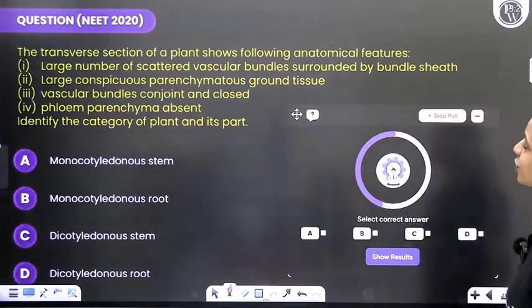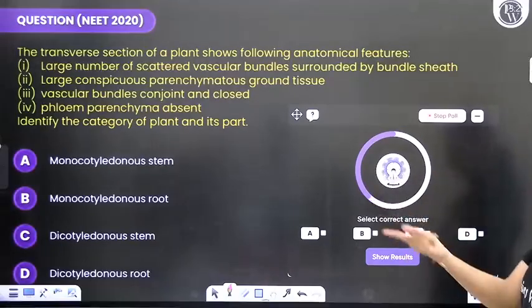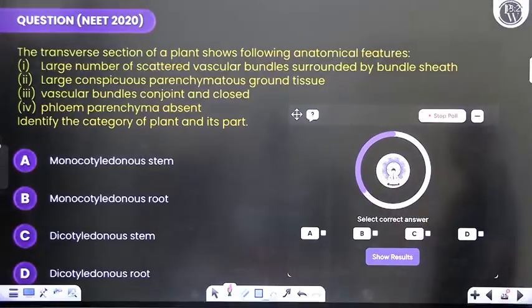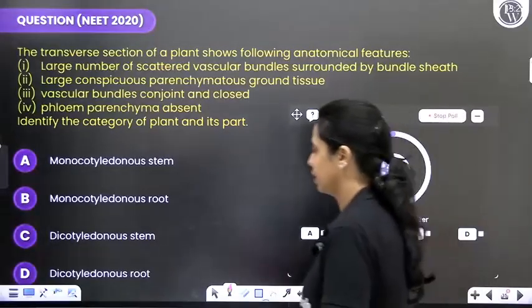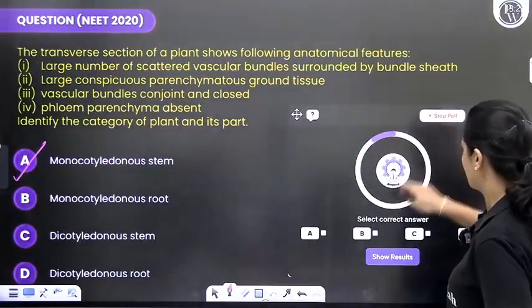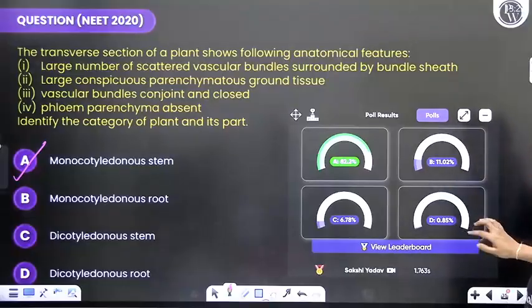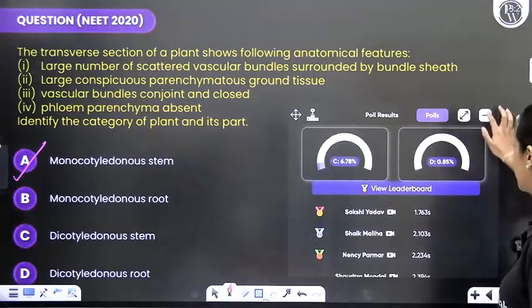The transverse section of a plant shows the following anatomical features. TS, large number of scattered vascular bundles surrounded by bundle sheath, large conspicuous parenchymatous ground tissue, vascular bundles are conjoint and closed, phloem parenchyma is absent. Which part is that? It is a monocot stem. So option A is the correct answer. 82% of you have answered correctly. Sakshi, Maliha, Nancy, top 3.